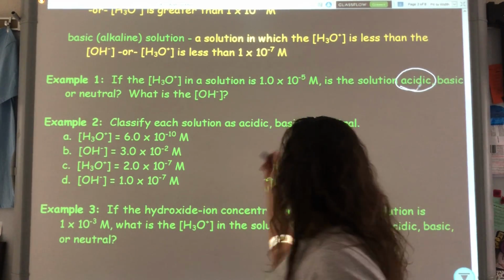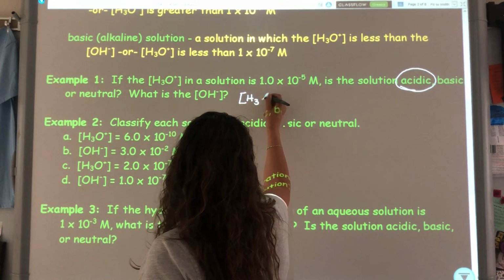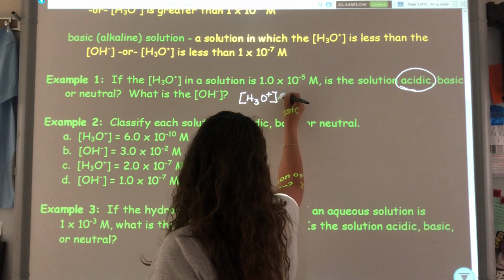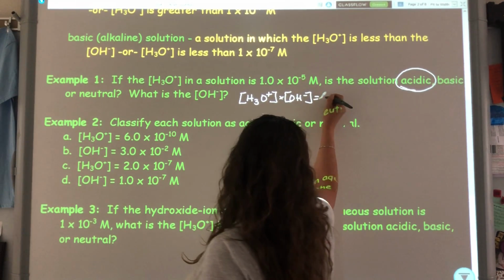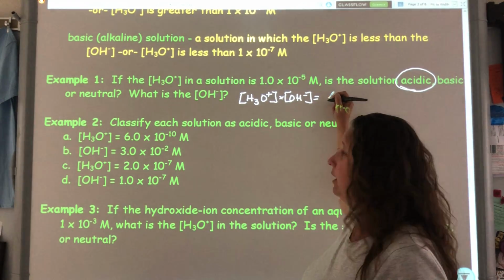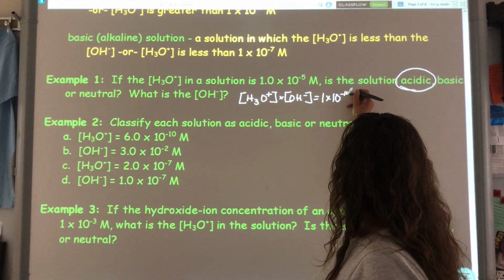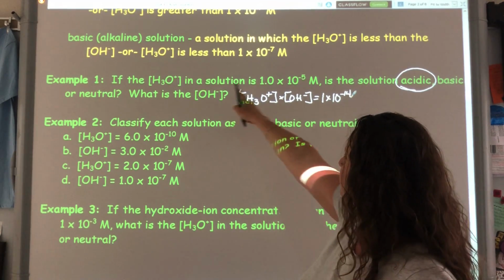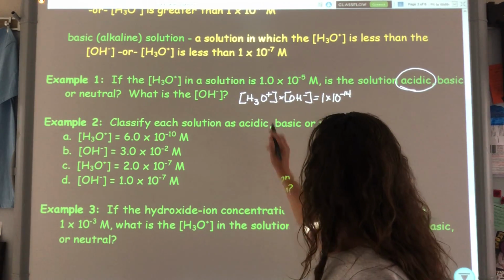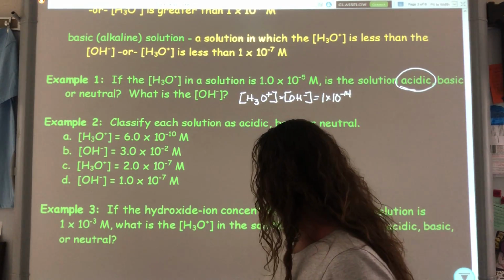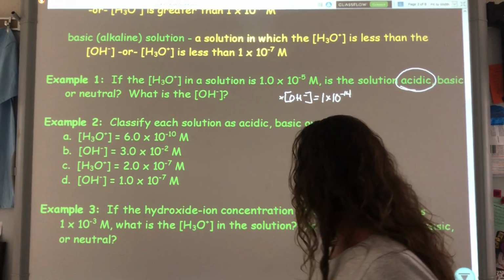So once again, if we take the hydronium ion concentration times the hydroxide ion concentration, and we set that equal to the ion product constant, or Kw, 1 times 10 to the minus 14th. And we know from this that our hydronium ion concentration is 1 times 10 to the minus 5th. So I'm going to go ahead and erase this and put that into my equation.